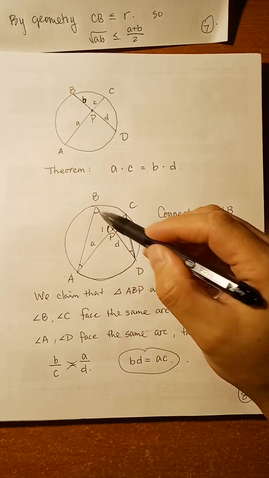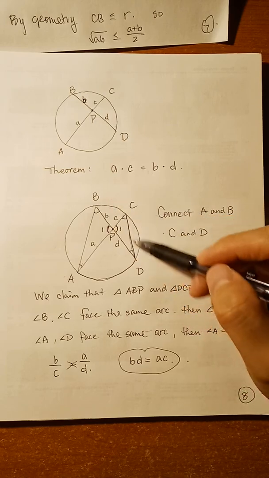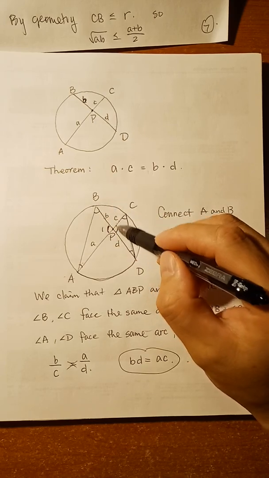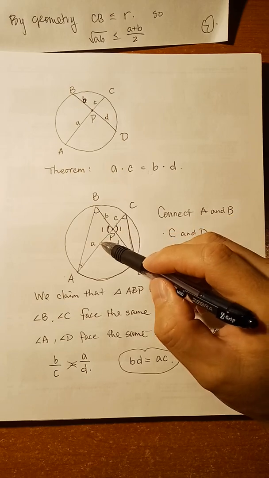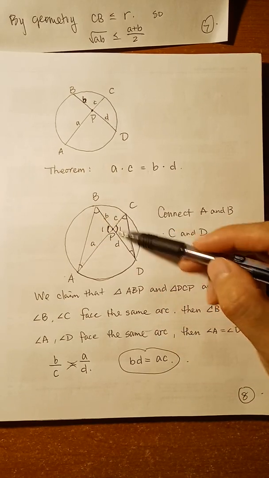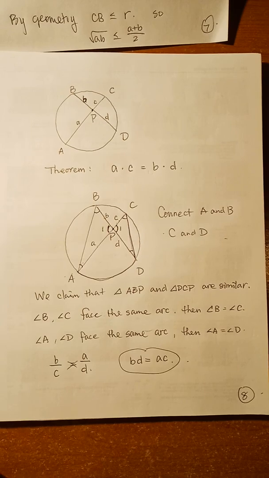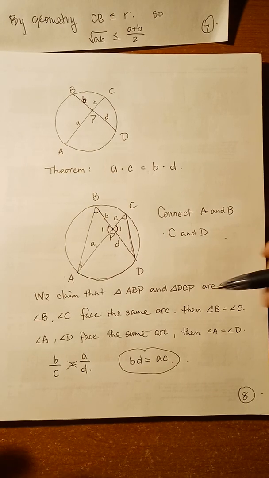So when you have two chords that intersect inside the circle, then you have four segments, and the product of two is equal to the product of the other two. Okay, so this is an interesting property, and next time we will continue this study and get even more complex results from this.